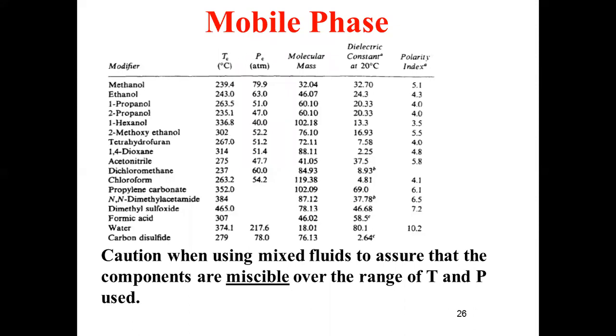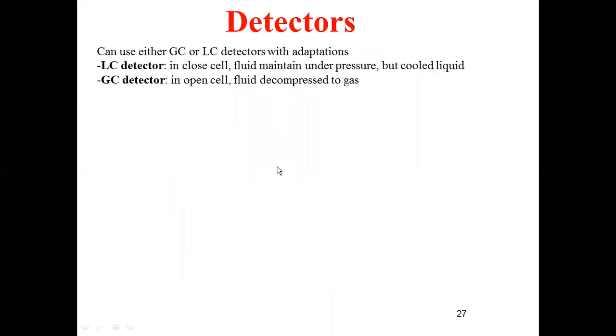The pair of the supercritical fluid and the organic modifier must be miscible over the range of temperature and pressure that we are going to use during the separation process. If they are immiscible, no use. So you must consider this parameter also.